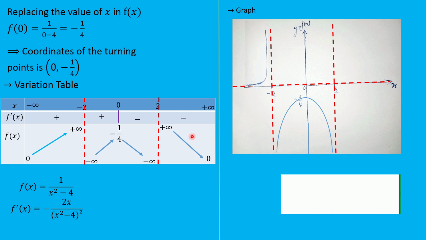Now the last portion of my curve is from positive infinity, it decreases to 0. So it leads from positive infinity like this, it decreases to 0. So that is the graph of the function f of x equals 1 all over x squared minus 4 of the Norwest Mock 2024 paper 2.